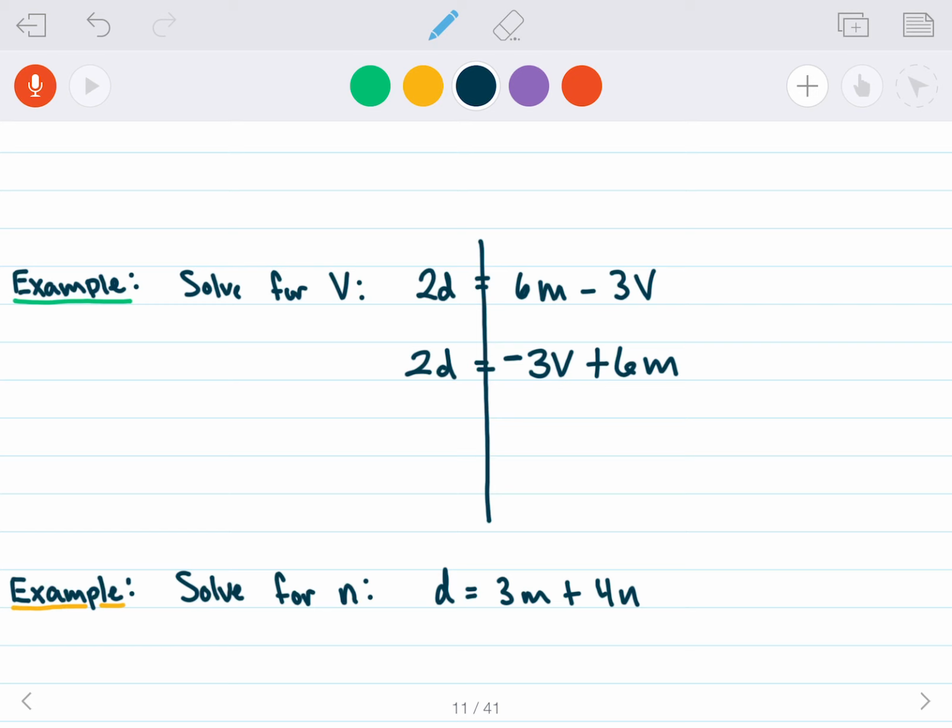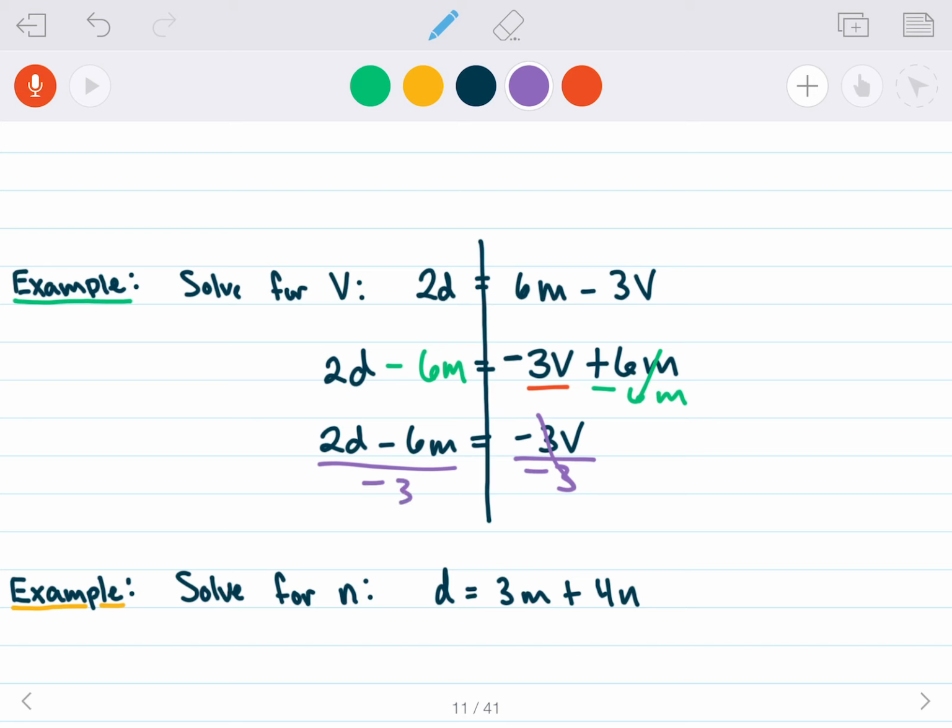Okay, now since I want to get v by itself, I need to first get rid of this by subtracting 6m from both sides. And maybe I'll make some room since I can't combine these. So I'm going to subtract 6m from both sides. Cannot combine. And I'm left with 2d minus 6m is equal to negative 3 times v. Now I'm trying to find v, so I need to undo multiplication by negative 3 by dividing both sides by negative 3.